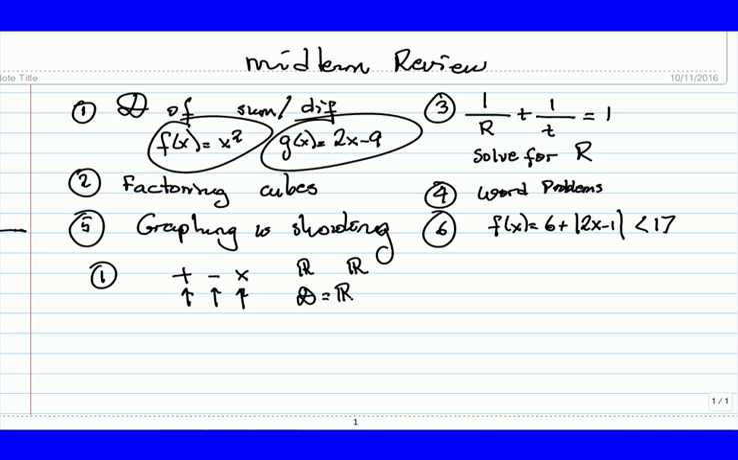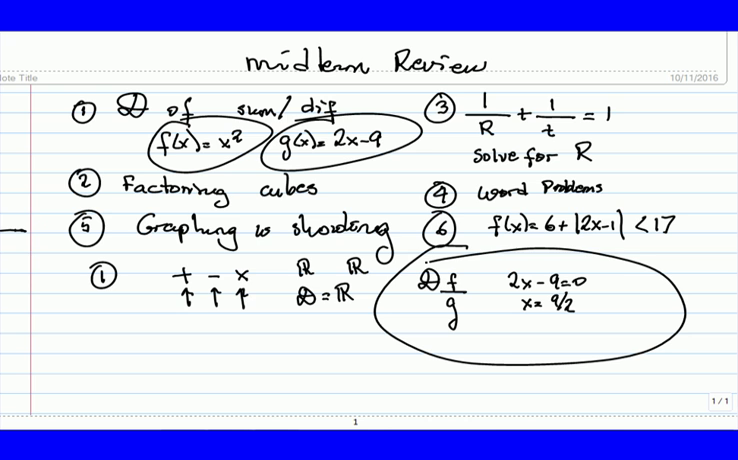But for division, let's say they're looking for the domain of f over g. Let's look at g. g is 2x minus 9. You cannot divide by 0. Therefore, you have to take out the values that make 2x minus 9 equal 0. In this case, it's 9 halves. So if they're asking what's the domain of f over g, you have to say all real numbers minus 9 halves, because that's the value that makes g 0, and g happens to be in the denominator. You only have to worry about the denominator.